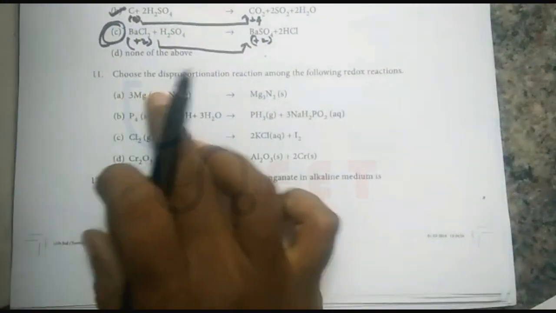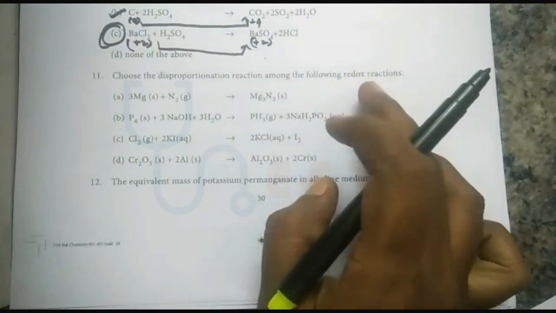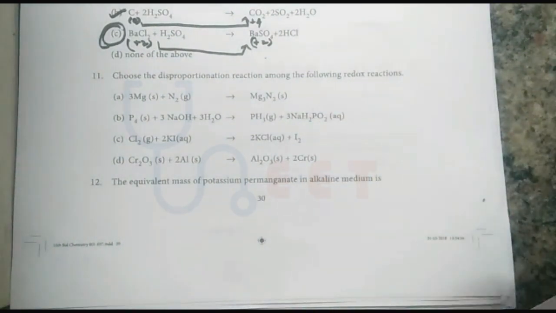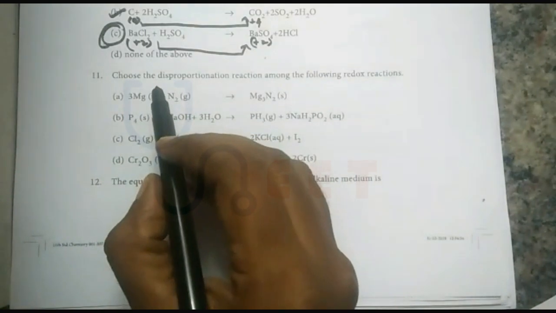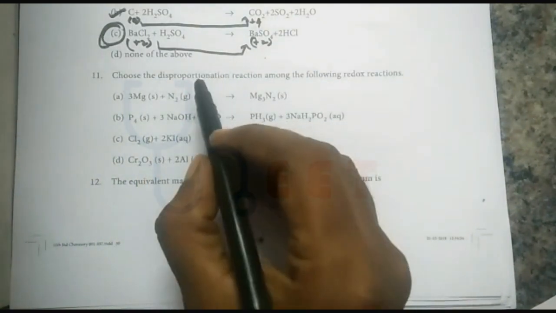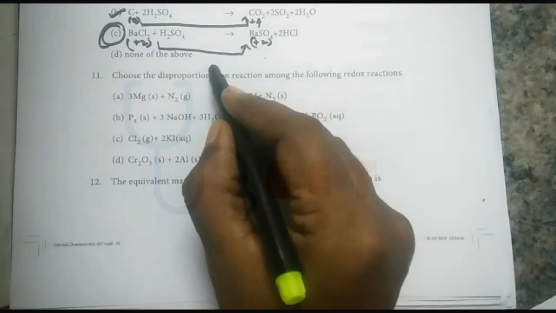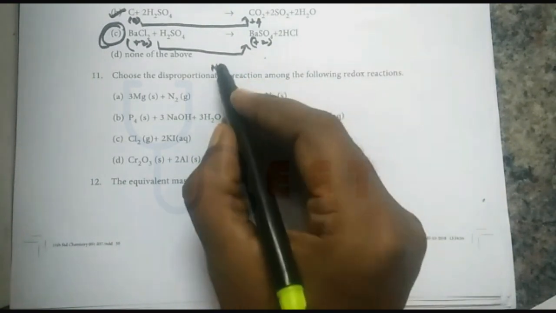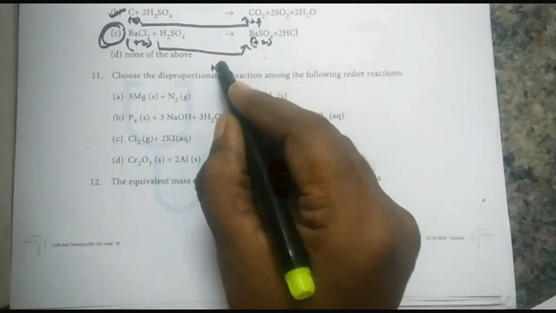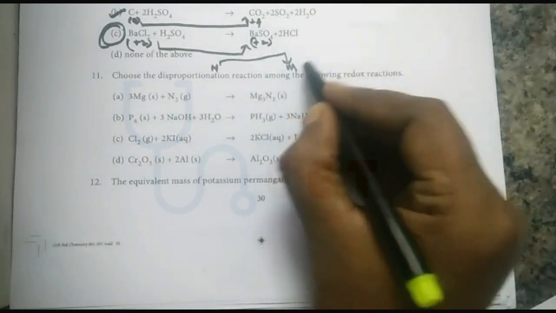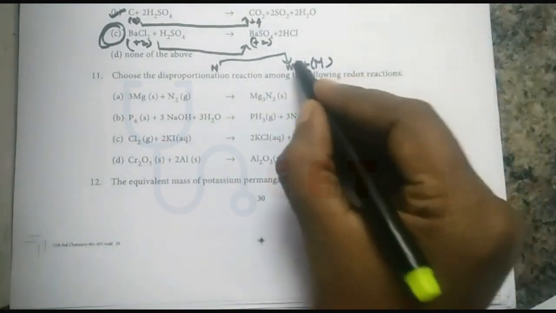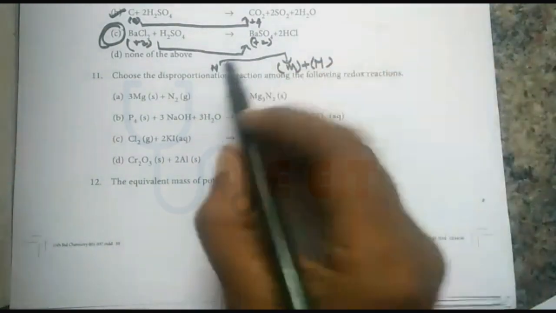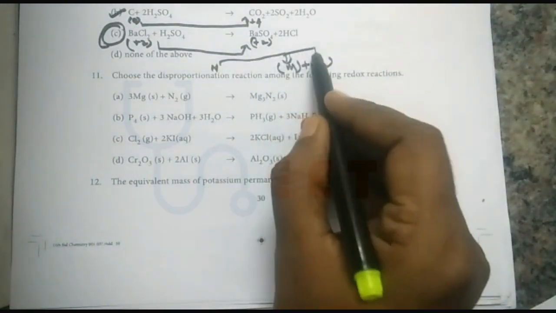Another question. Choose the disproportionation reaction among the following redox reactions. Disproportionation means only one of the reactants undergoes oxidation as well as reduction. That type of reaction is called a disproportionation reaction. On the reactant side we have only one reactant, but on the product side the same reactant has different oxidation states, because the same reactant undergoes oxidation as well as reduction.